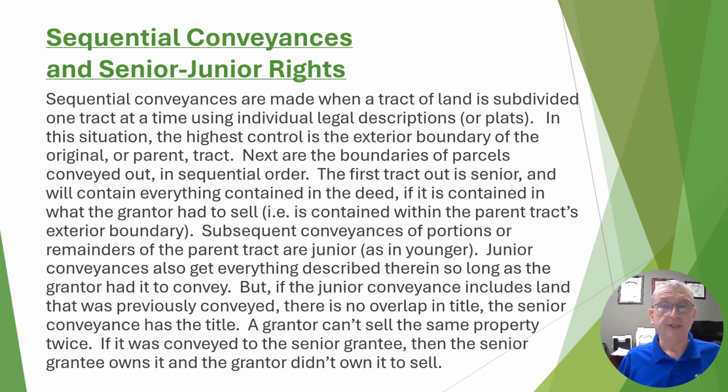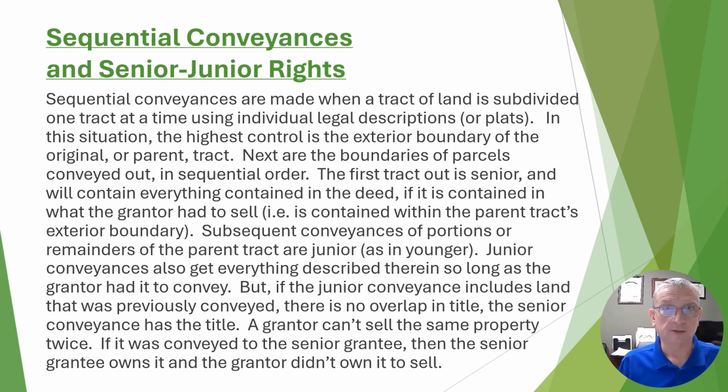In this situation, the highest control of establishing the boundary of either the remainder or a subsequent tract or the original tract, it really doesn't matter. But when you've got a missing corner, you have to put it back. The first thing you've got to do is decide, are you in a sequential conveyance scenario or a simultaneous conveyance scenario? Because you'll use proportioning potentially in a simultaneous conveyance scenario, but if you're not, then you fall back on junior-senior rights. So your highest control is the exterior boundary of the original or parent tract. Next are the boundaries of the parcels conveyed out in sequential order.